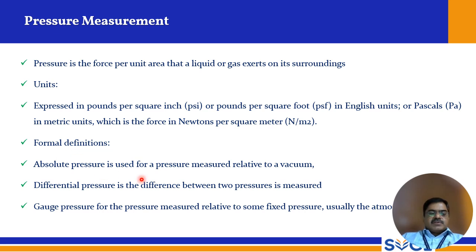So, formal definitions: absolute pressure is used for pressure measured relative to vacuum. Differential pressure is the difference between two pressures that is measured. Gauge pressure is the pressure measured relative to some fixed pressure, usually atmospheric pressure.